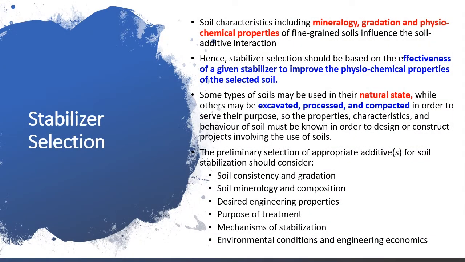Soil characteristics, including mineralogy, gradation, and physiochemical properties of fine-grained soil, influence the soil additive interactions. Hence, stabilizer selection should be based on the effectiveness of a given stabilizer to improve the physiochemical properties of the selected soil. Some types of soil may be used in their natural state, while others may be excavated, processed, and compacted in order to serve their purpose, so the properties, characteristics, and behavior of the soil must be known in order to design or construct projects involving the use of soil.